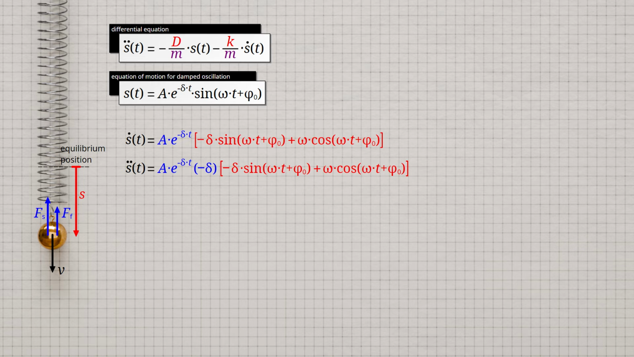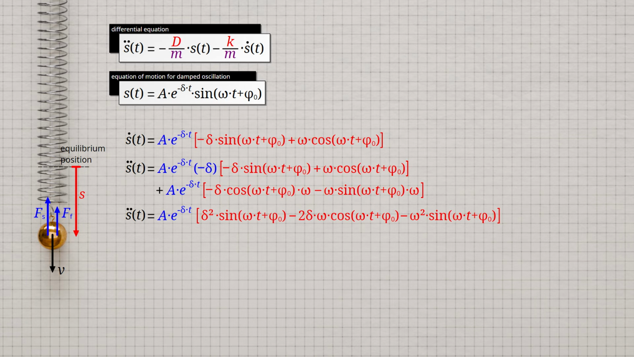We then leave the exponential term unchanged and differentiate the sine and cosine terms marked in red by applying the chain rule. Altogether, we obtain the expression indicated. Here as well, we can factor out the exponential term marked in blue, thereby obtaining the required second time derivative of the equation of motion.